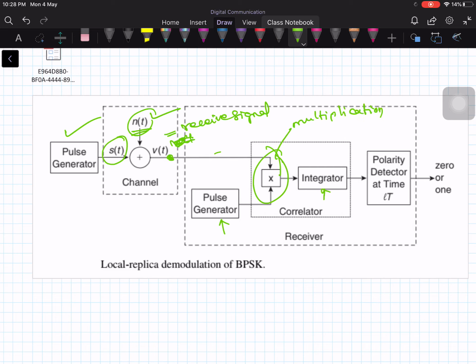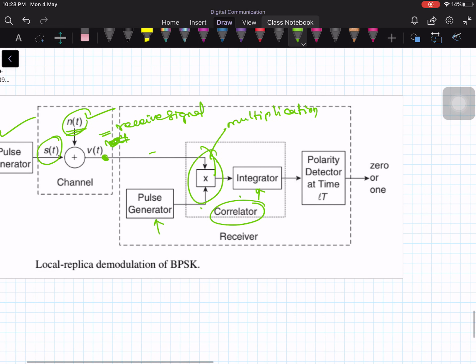and then do the integration. So multiply and integrate, this together is called a correlator. After the correlator, do the sampling and give it to the polarity detector at time t equal to LT. When I say t equal to LT, what I mean is I am taking the sample at every T seconds.